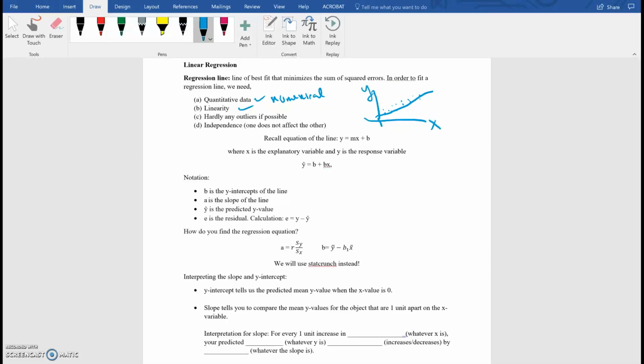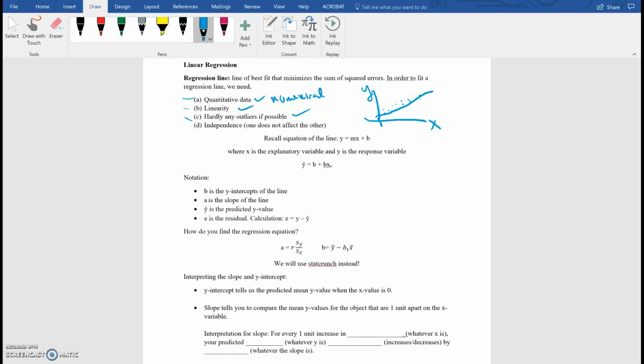We want to avoid outliers as much as possible, right? Make sure that we don't have any outliers. And independence, we'll talk about this a little bit later, but we don't want my x and my y variable to depend on one another. So basically, the ones that you really need to watch out for are just the first three. The last one's kind of hard to prove, but the first three are going to be good enough.